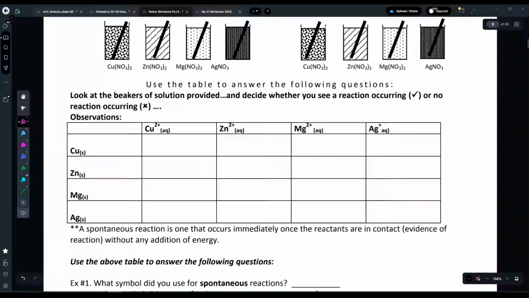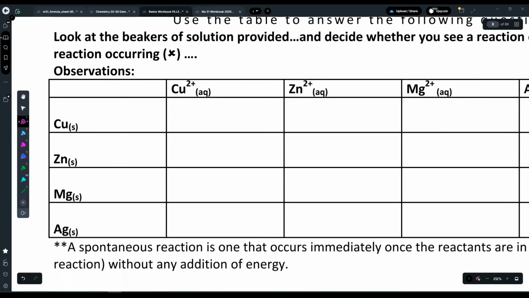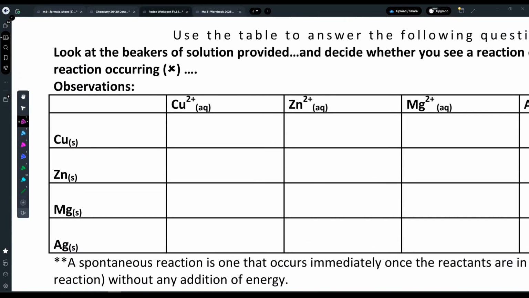So what you're going to do is you're going to watch the video and you're going to fill out this table. So with the copper 2 plus ions, that's talking about the copper nitrate solution there. Okay, so when you see the setup between copper nitrate and all the different metals, so the different metals are copper, zinc, magnesium, and silver, you're going to fill this first column out when it talks about copper 2 nitrate reacting with all the different metals.